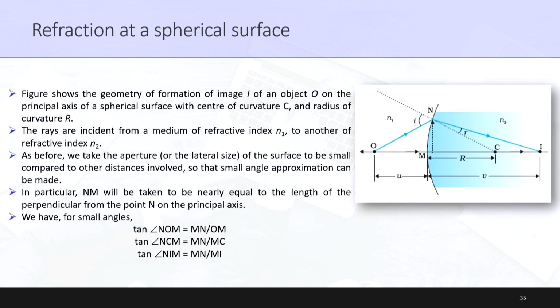Next, the figure shows the geometry of formation of image I. As you can see, image I is formed of an object O. This is the object O on the principal axis of a spherical surface. Quite evident.